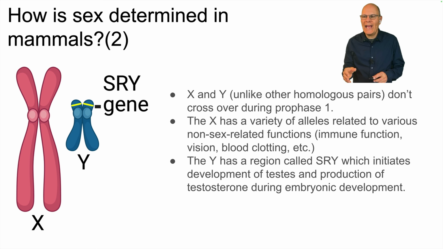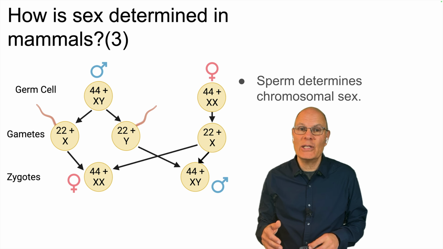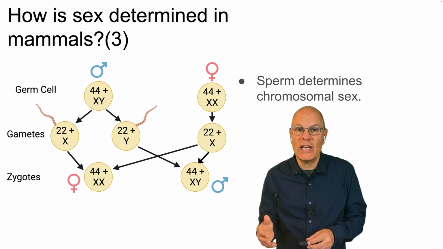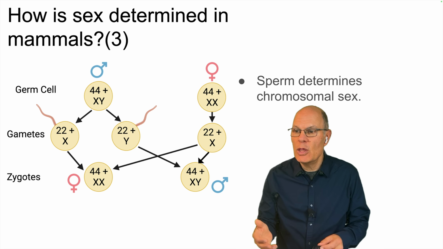The Y has a region that's called SRY. It's indicated by this yellow bar over here. And that initiates the development of the testes during early embryonic development and later on production of testosterone, which winds up differentiating the body into its male form. During fertilization, it's the sperm that determines the chromosomal sex of the zygote, which becomes the embryo, which becomes the baby, which becomes the person.